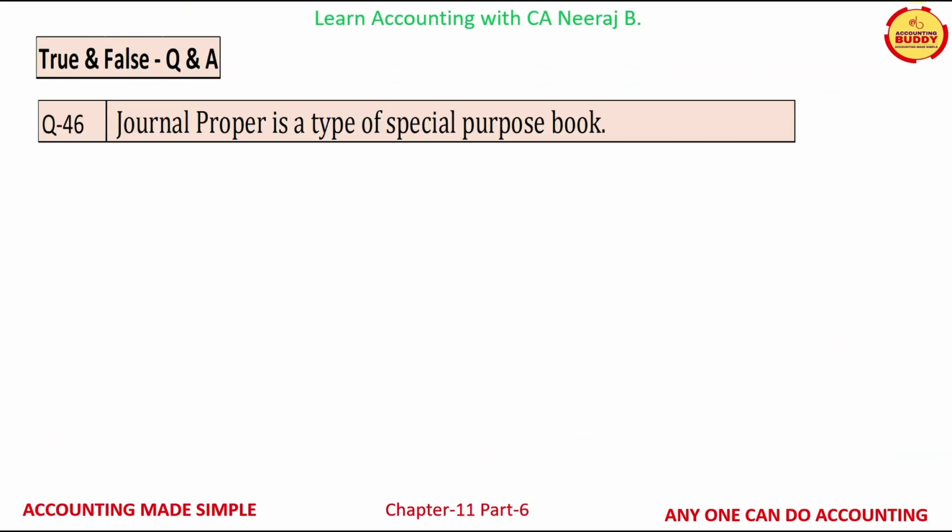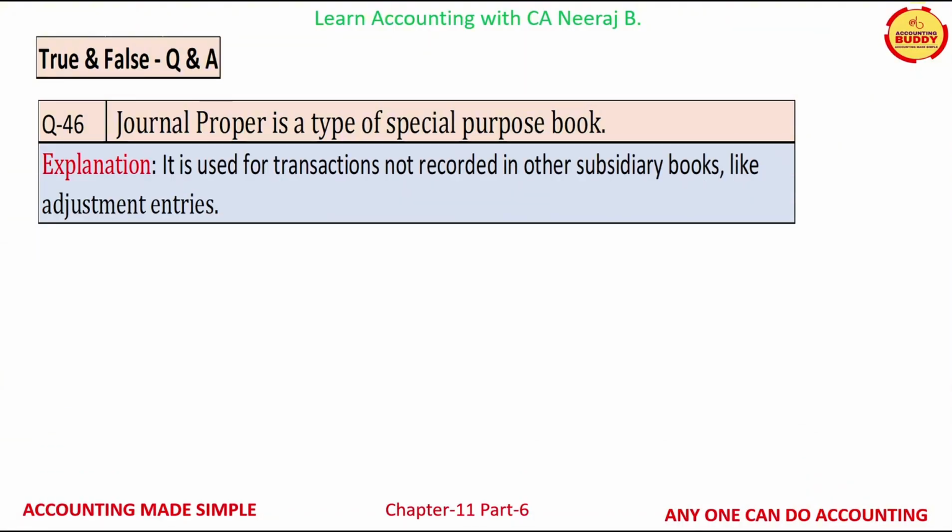Question number 46: journal proper is a type of special purpose book, and the fact of the matter is it is used for transactions not recorded in other subsidiary books like adjustment entries. Therefore, it is a true statement.